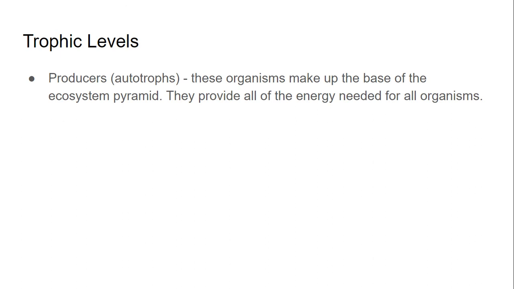So in our trophic levels, we first have producers, which are also autotrophs. So these organisms make up the base of the entire ecosystem pyramid. They provide all of the energy needed. So this is going to be things like algae, plants, and cyanobacteria. Basically anything that can perform photosynthesis and produce their own food, right? That's why they're called producers. They are creating all of the food through photosynthesis.